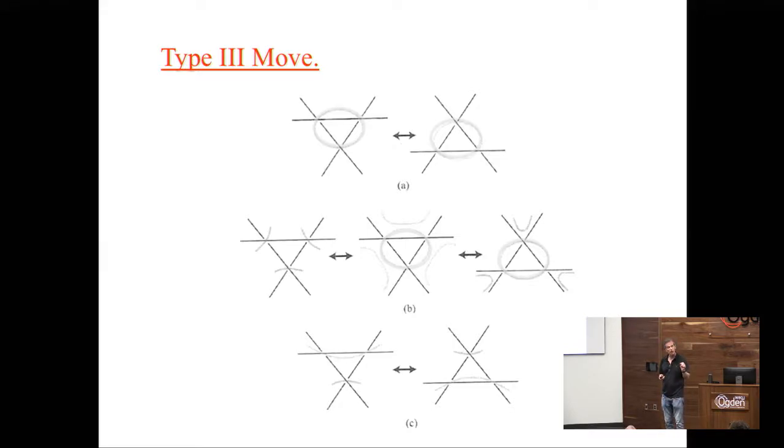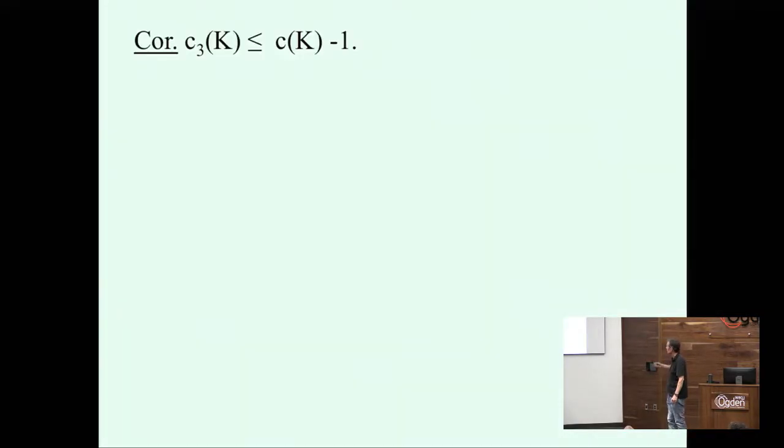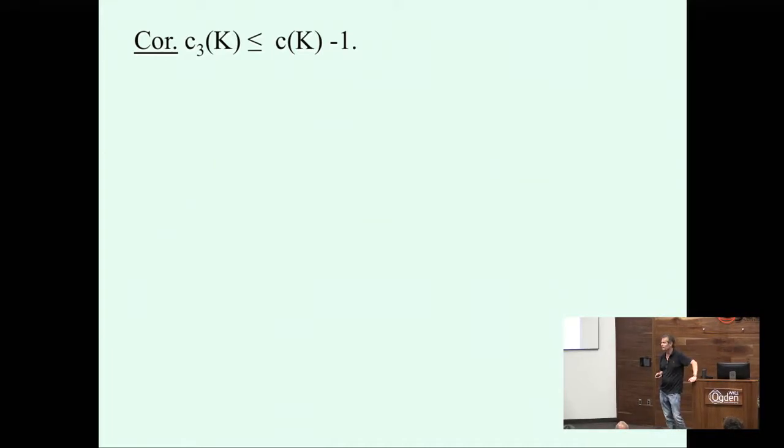The other thing to notice is that the regular crossing number is greater than the triple crossing number, because every time I did a folding on a circle, I reduced the number of crossings by 1 when I switched from double crossings to triple crossings. So in particular, I know that the triple crossing number is less than or equal to the crossing number minus 1, okay? Now, let's just think about that statement for a second.